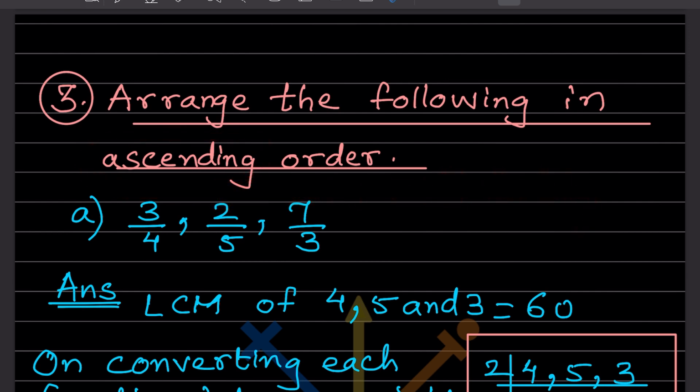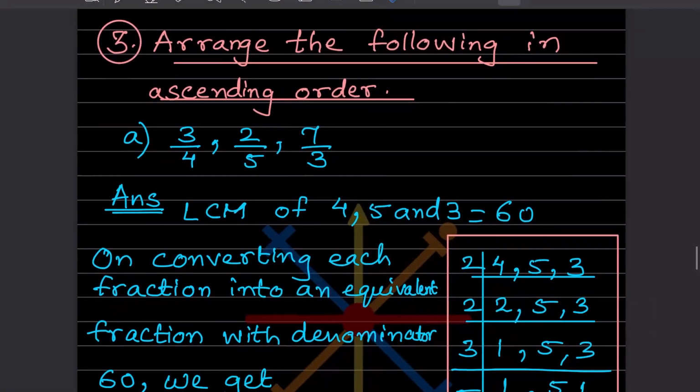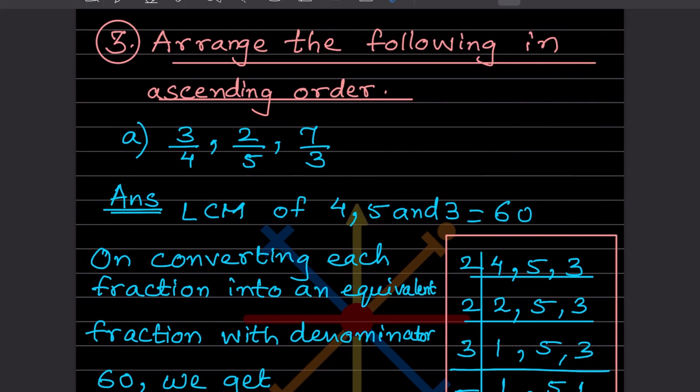Now what we can see is that these are fractions. Whenever there are fractions, we have to look at the denominators. Here you can see all the denominators are different. So before arranging, we have to make the denominators equal. To make the denominators equal, we have seen that we have to take the LCM. So for 4, 5 and 3, we will take the LCM.